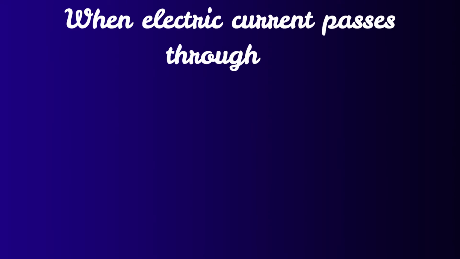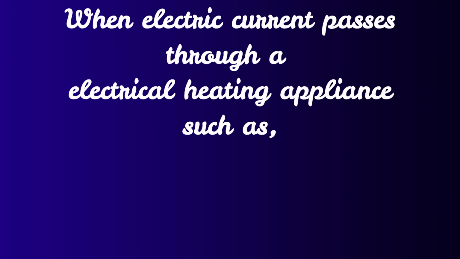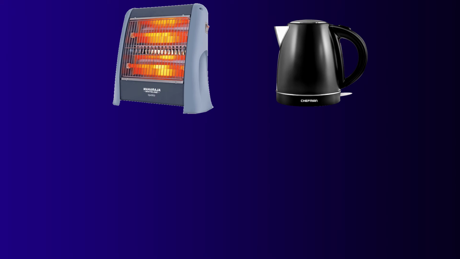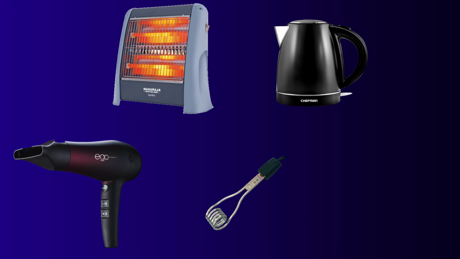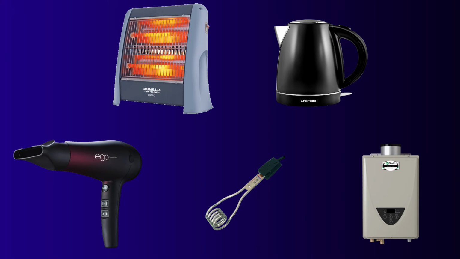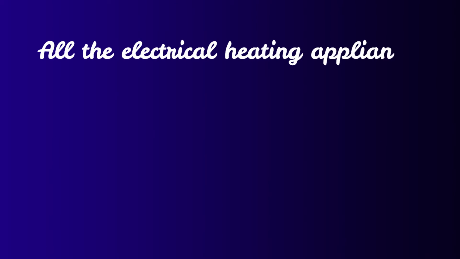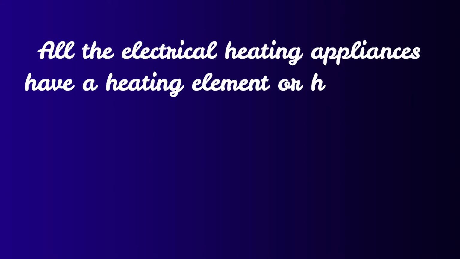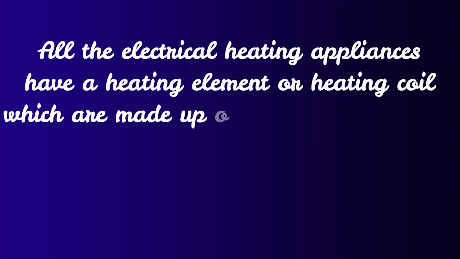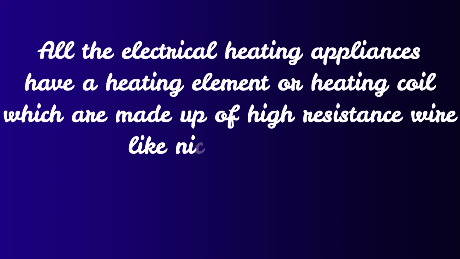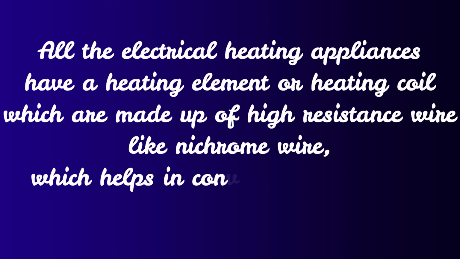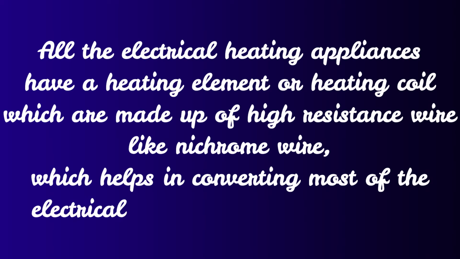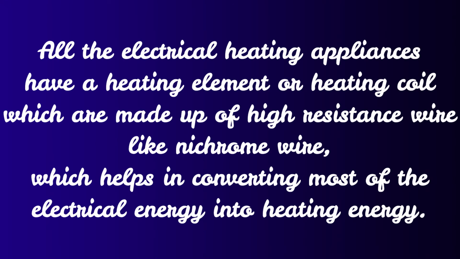On the other hand, when electric current is passed through an electric heating appliance such as an electric heater, electric kettle, hair dryer, immersion rod or a geyser, then most of the electrical energy is converted into heat. All the electrical heating appliances have a heating element or heating coil which is made up of high resistance wire like nichrome wire, which helps in converting most of the electric energy into heat energy.